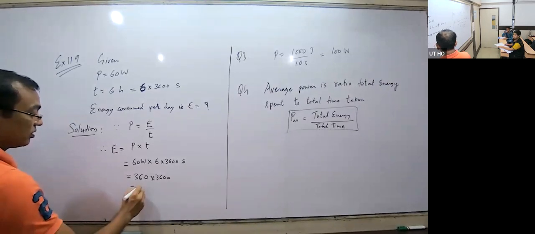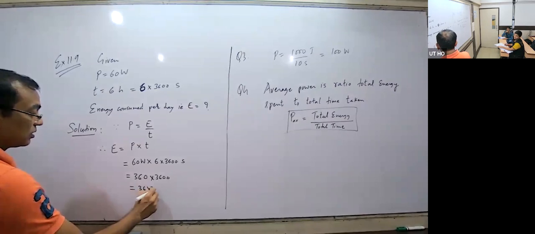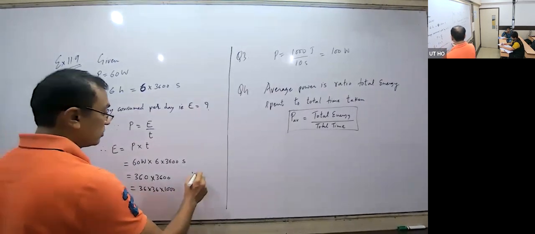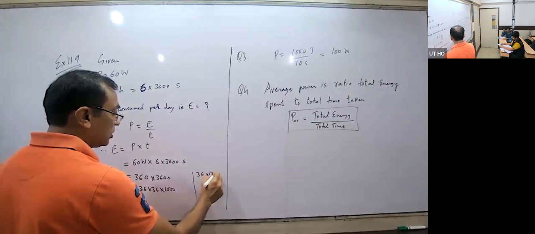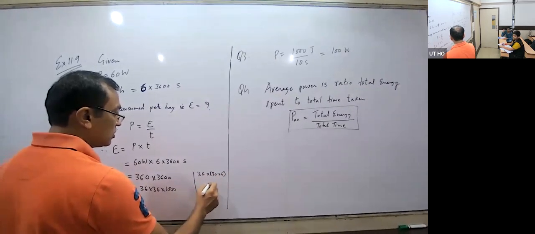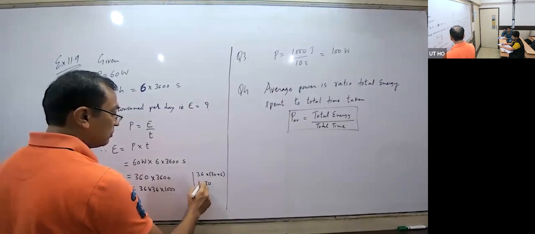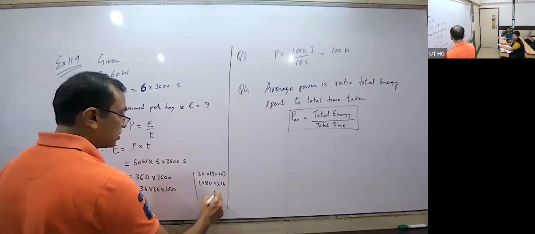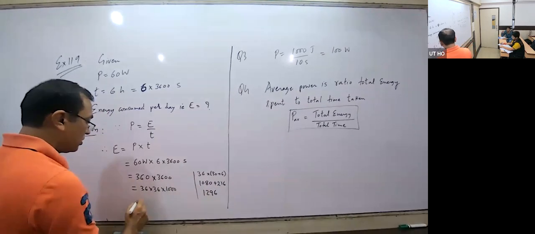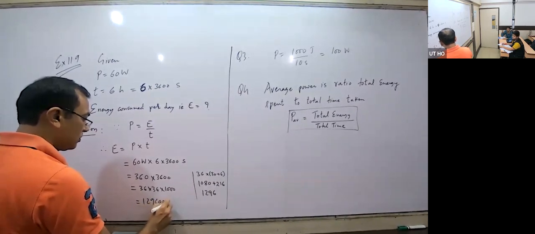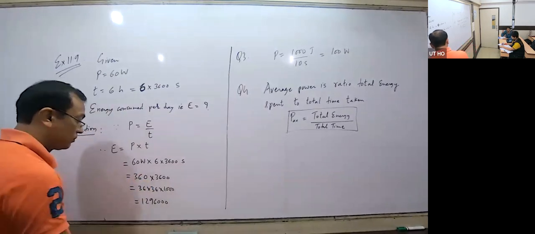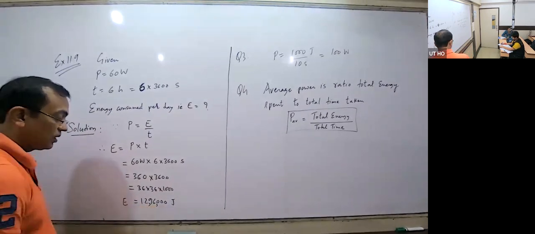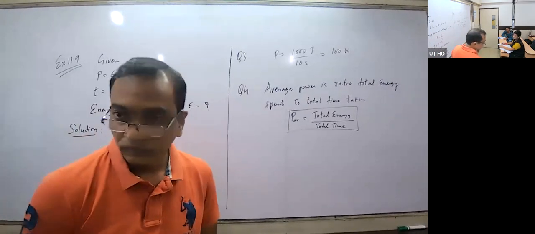Okay, let's keep the zero separate. 36 into 36 into 1000, right? Now do this. 30 plus 6. 1 plus 6 is 7. 1296. So these many joules. Yes, 12,96,000 joules. Big answer.